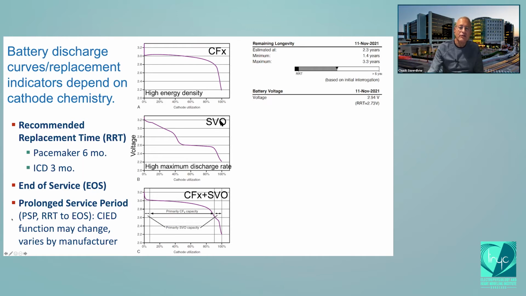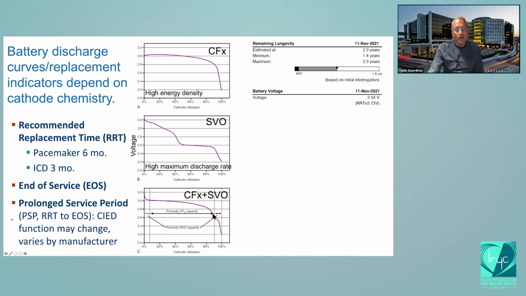This is the discharge curve of a silver vanadium oxide cathode. Silver vanadium oxide has 2 different voltage plateaus, and these can be used, this one and this one, as end of service indicators. The reason it does this is that vanadium has 2 different valence states, +2 and +4. If you combine silver vanadium oxide and carbon monofluoride, you get a discharge curve like this.